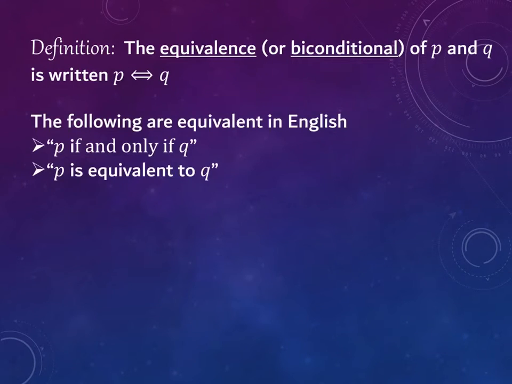In English, the following are equivalent. P if and only if Q, or Q is equivalent to P. So if you see that phrase if and only if, that's talking about a biconditional. One of the places we see if and only if statements are definitions. That's a very common place to see them. It's more work when we see them inside of a proposition because that means we have to prove two different things, but we will see them occasionally there as well.